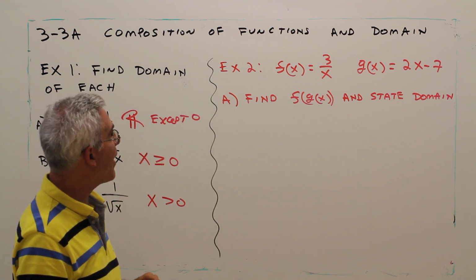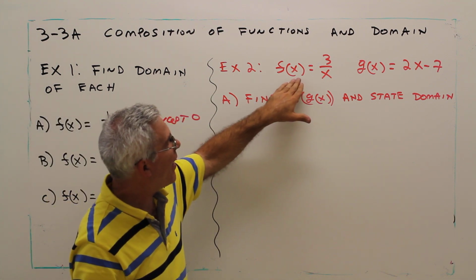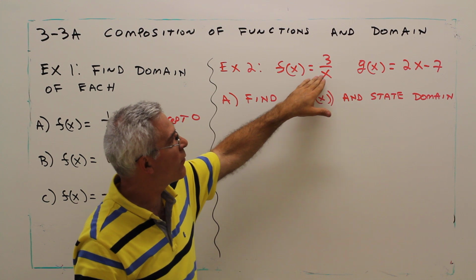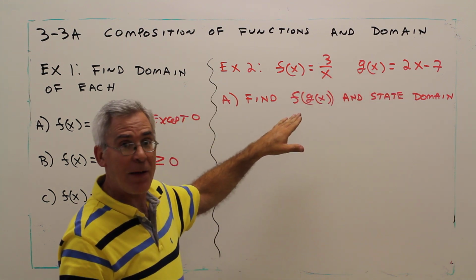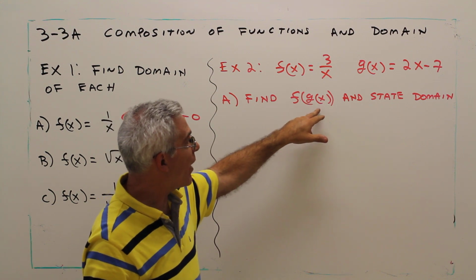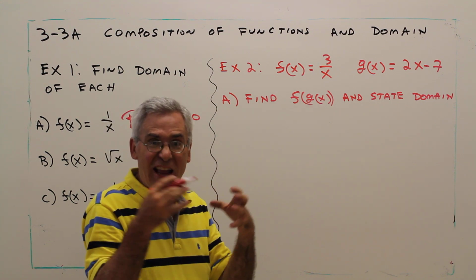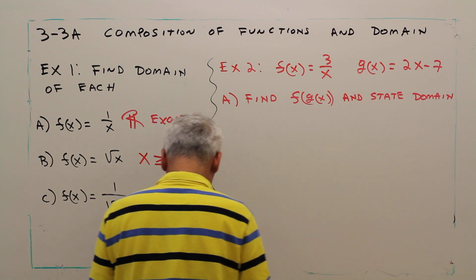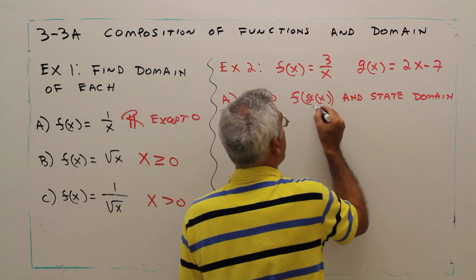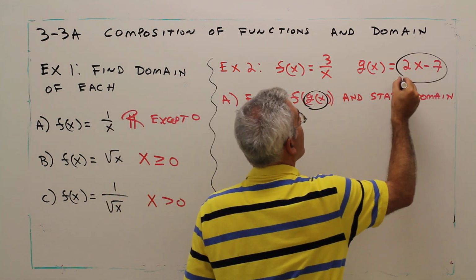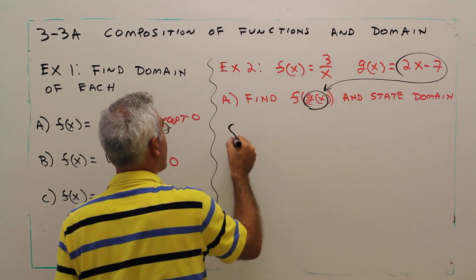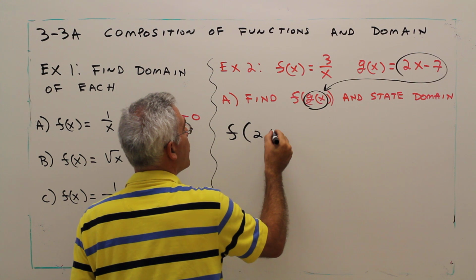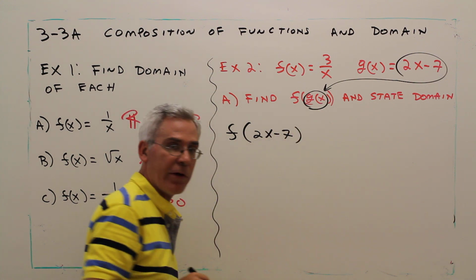Now for the composition. I've got f of x is 3 over x, and g of x is 2x minus 7. I want to find the composition f of g of x. So what I do is I do the inside thing first. Wherever I see a g of x, I replace it with 2x minus 7. So I'll write it as f of 2x minus 7.